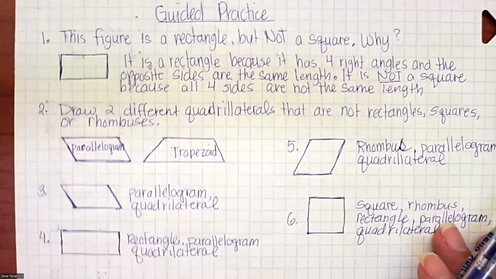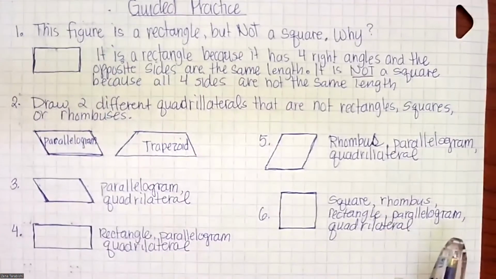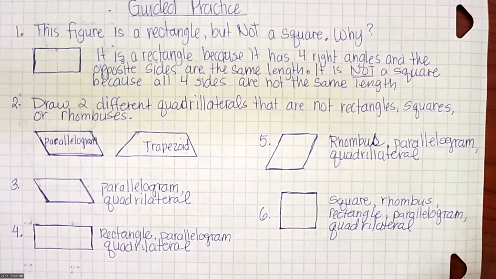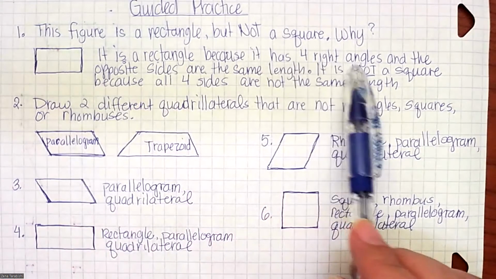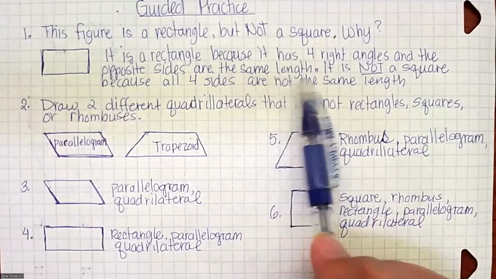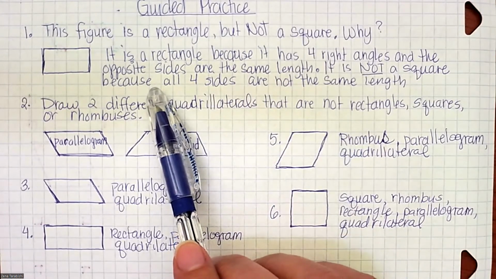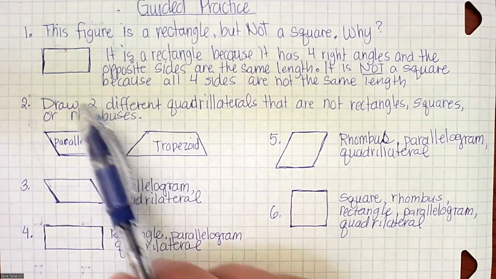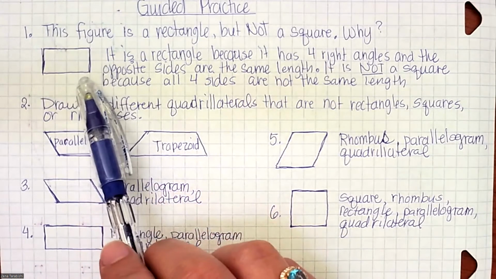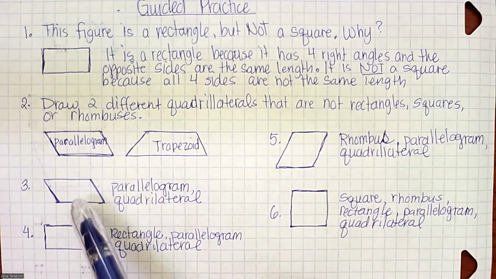For number one, it says this figure is a rectangle, but not a square. Why? So we know that it's a rectangle because it has four right angles and the opposite sides are the same length, but it's not a square because remember, a square needs to have all four sides be the same length. This does not have all four sides as the same length, so it's not a square.